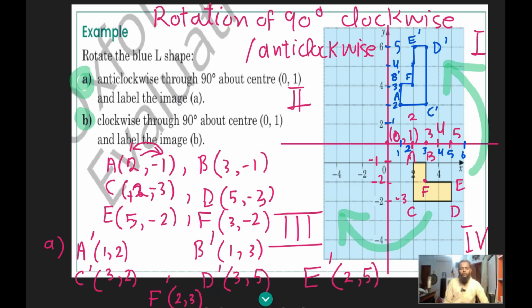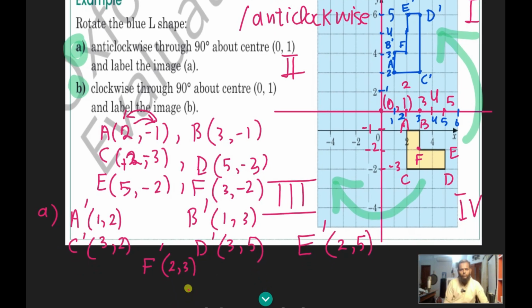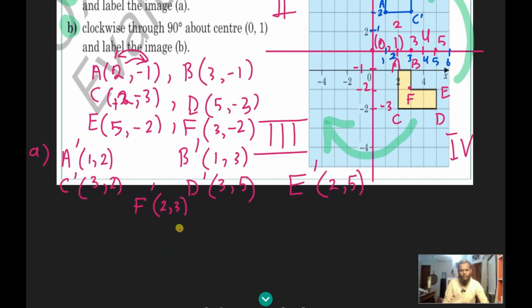Okay. We have completed A part. Now we are completing B part. B part is also the same, and I'm writing B part. See, for B part we will also follow the same steps: A prime, B prime, C prime, D prime, E prime, F prime. We will change x into y, y into x.